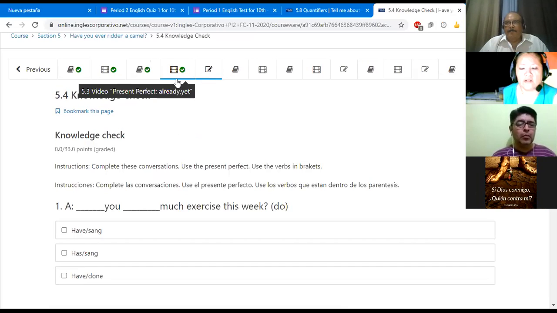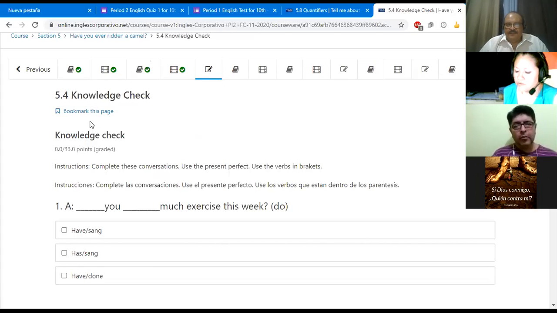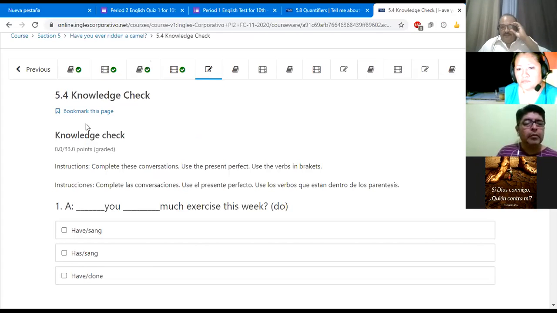Yet is when we haven't finished. Already is when something is finished. For example, yet is not finished, and already is when something is done, is finished. Done is also finished.